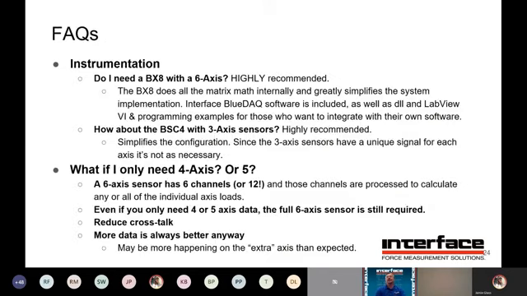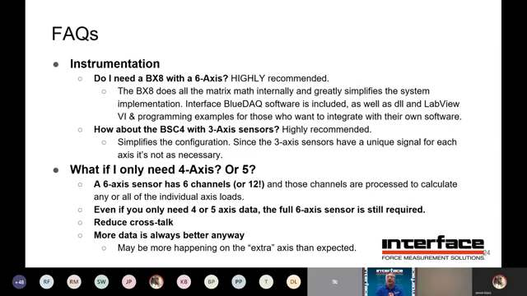Moving on, frequently asked questions. One that comes up fairly regularly with the 6-axis is, do I need to use a BX8? And the answer is you don't need to, but we highly recommend it. And we say that especially after we've worked with a number of customers who did not use one and are trying to do the instrumentation themselves. It's not that complicated, but in reality, it does complicate things pretty dramatically.